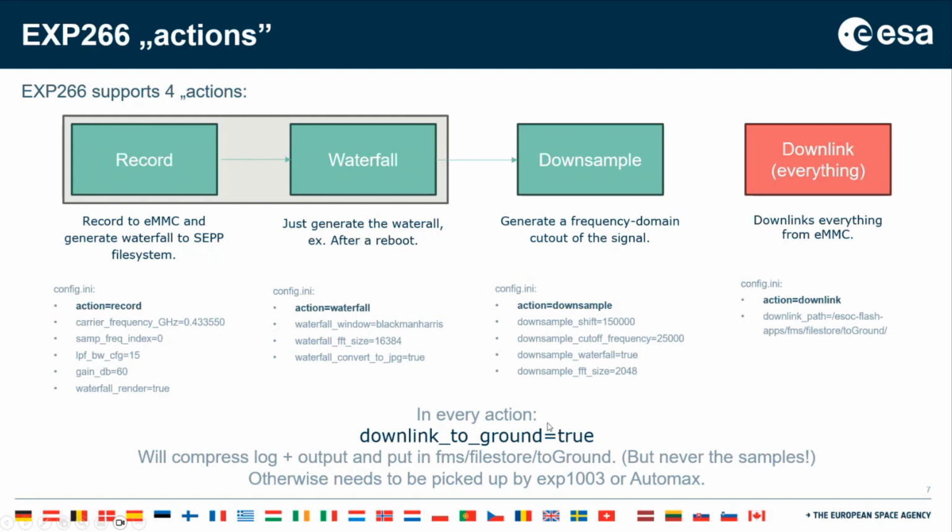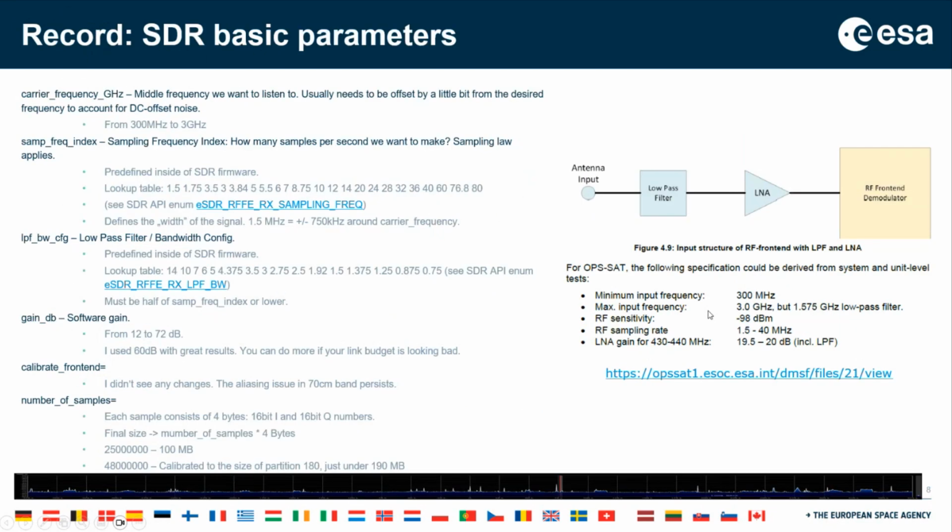In all actions, you can also always downlink the log and the output, so the waterfall or the downsampled signal, using another command. You can either use Automax or experiment 1003 to extract the results operationally, or you can just set this flag in the experiment, and it will automatically downlink to the specified downlink path in the config. So the experiment can be autonomous from the operational perspective.